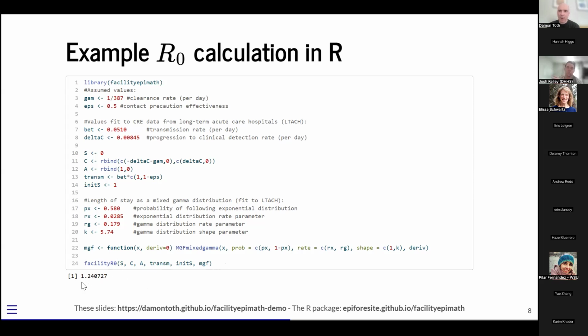So one of our conclusions in the manuscript that we're working on, since you can see the result here was 1.24, which is bigger than the threshold of 1. It is plausible that these LTACs in Chicago were sort of supercritical, or above threshold, with R naught bigger than 1 just for a single stay in the LTAC for this CRE bug, which is a big problem.